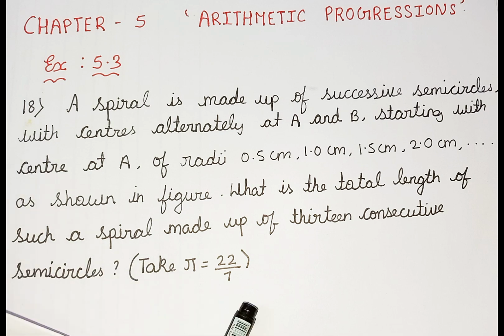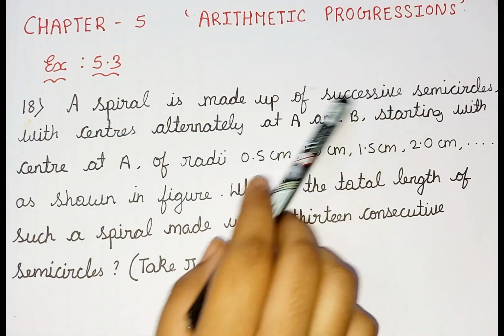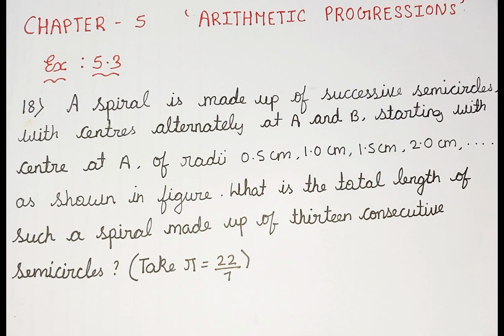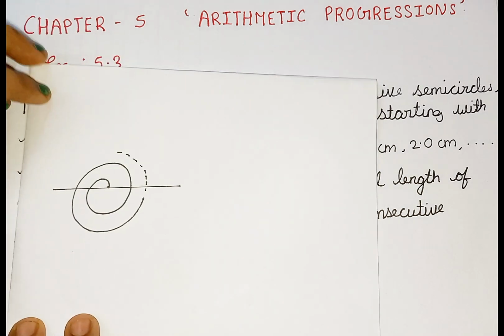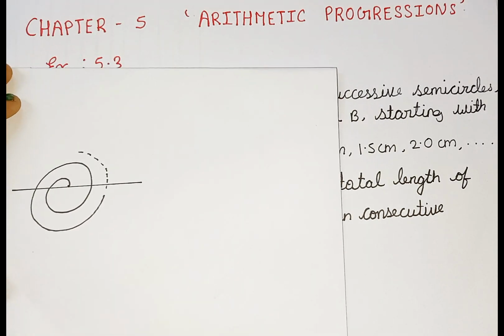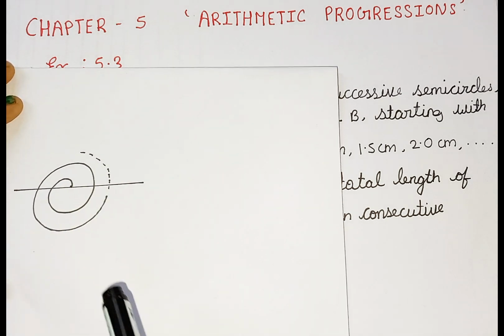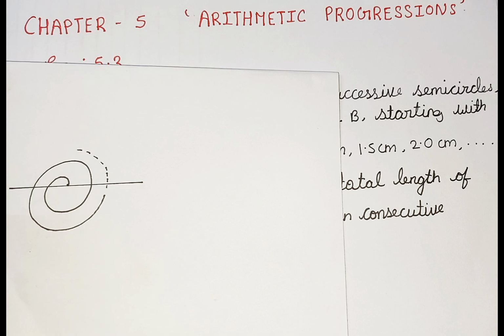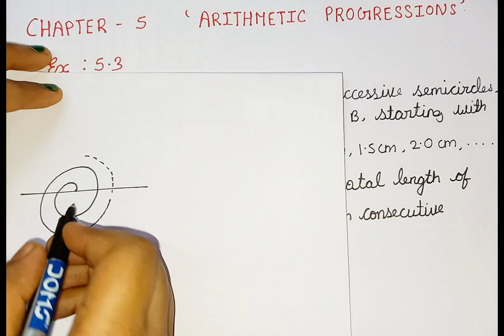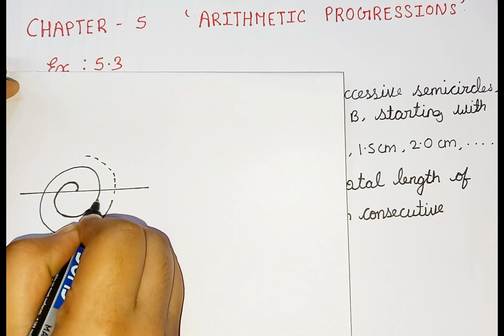According to the question, there is a spiral which is made up of successive semicircles. First let us look at the picture. They have already mentioned this in the question, and in the textbook you can see there is already a figure. This is a spiral. I'll just draw that.